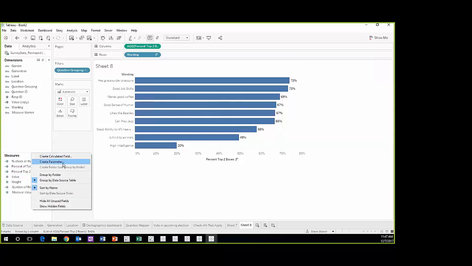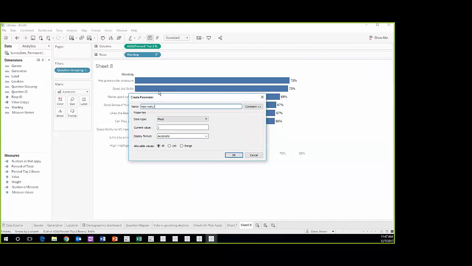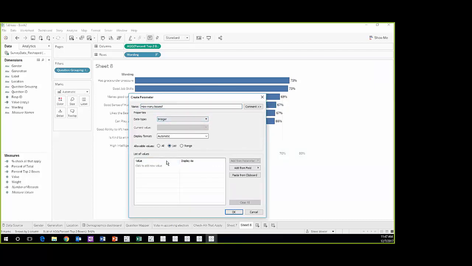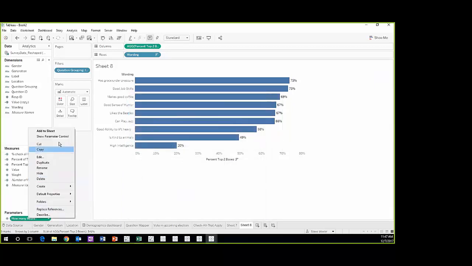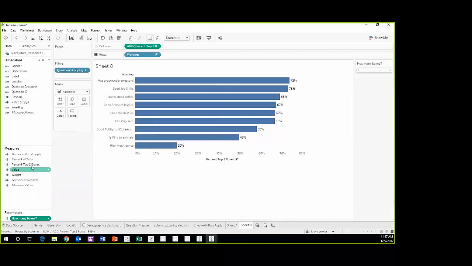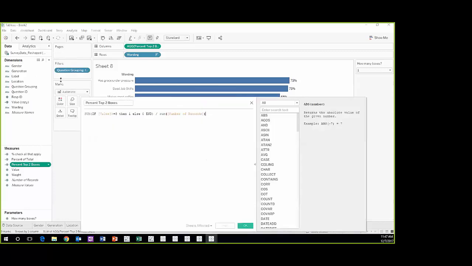Or I'll create a parameter called how many boxes, and make it an integer value list, and you can show me the top box, second box, or third box. It's people who chose only the top 1, the top 2, or the top 3. Let me show this parameter control. It's not doing anything. And then I'm going to edit this. So instead of it being hard-coded as greater than or equal to 3, it's going to be greater than or equal to 5 minus how many boxes?